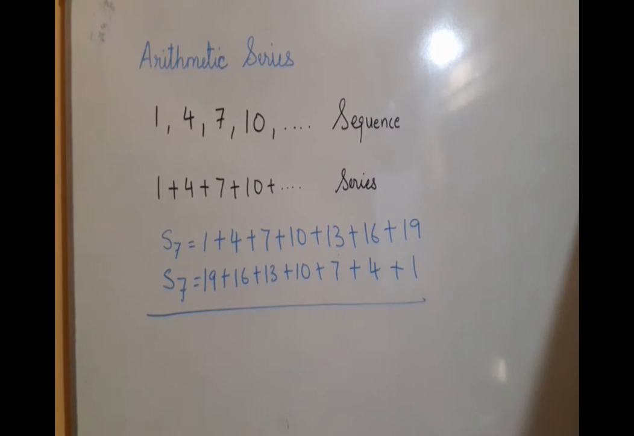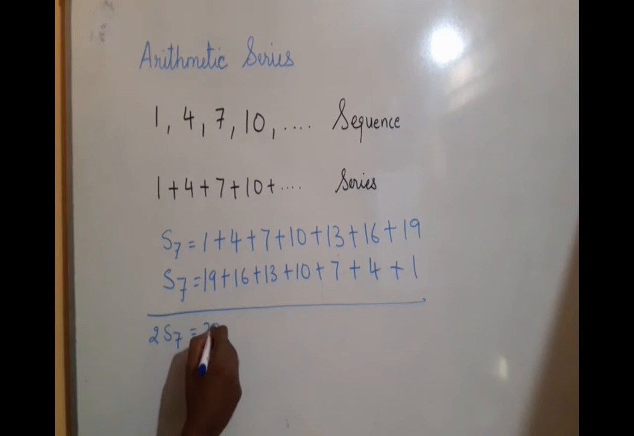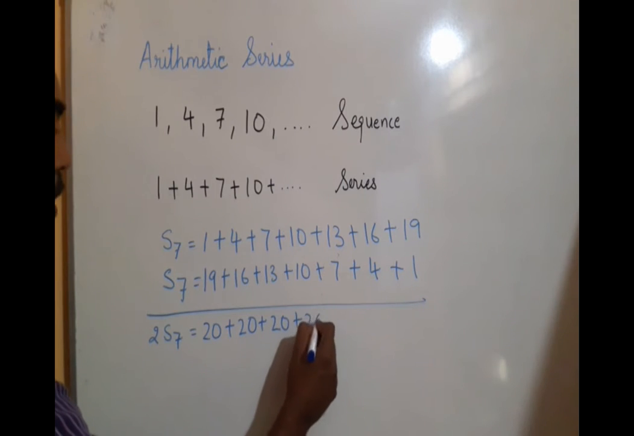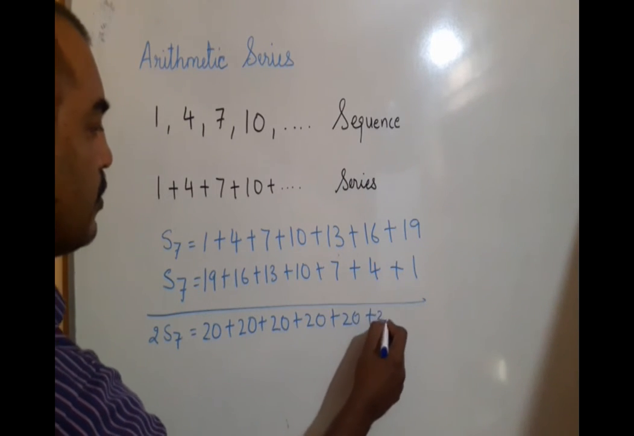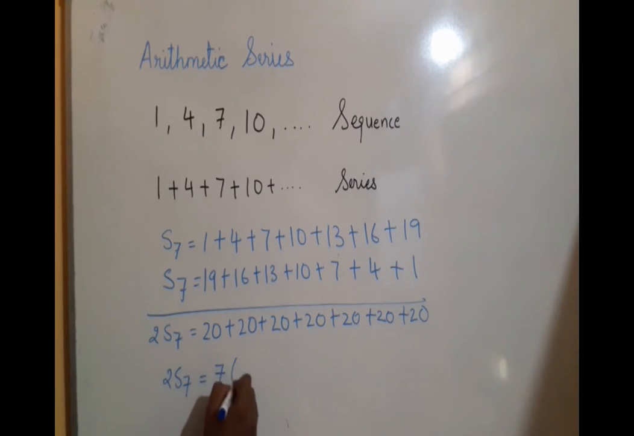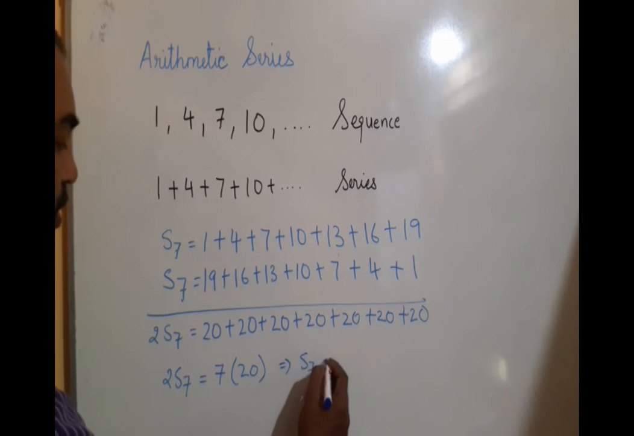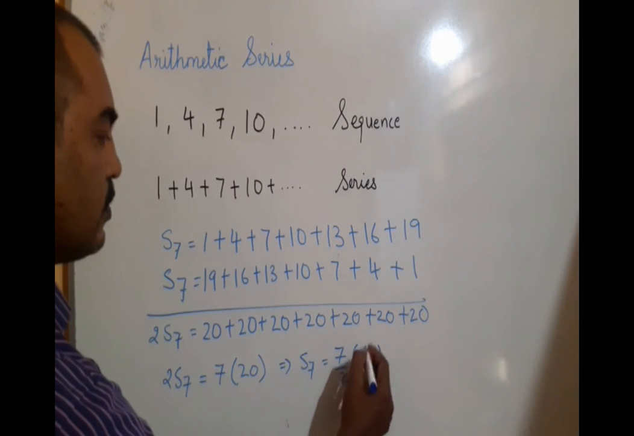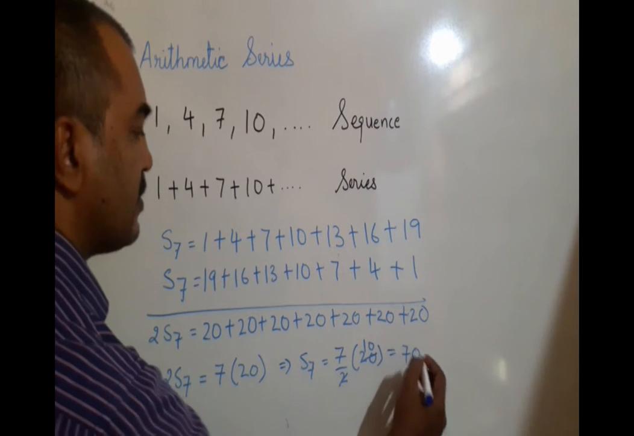Okay, so now we'll add them. S7 plus S7 gives us twice S7, 2 times S7. And we have 19 plus 1 is 20, 16 plus 4 is 20. So we'll get the total 20. And how many times do you have the total 20? You have the total 20, 7 times. So it's 7 times 20. And so the sum of the series is 7 by 2 times 20. So the sum of the series is 70.